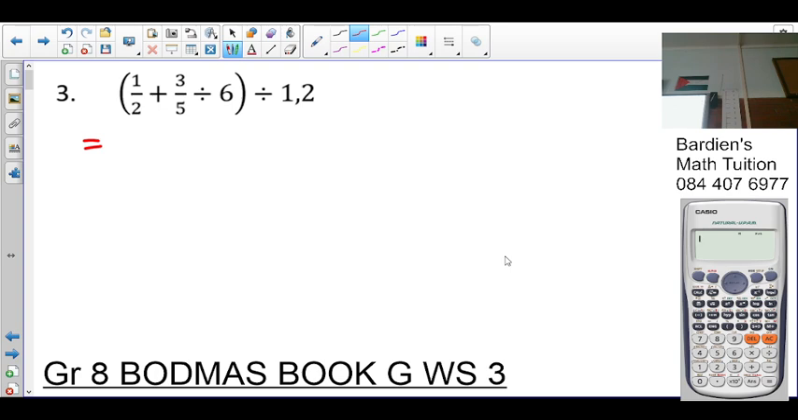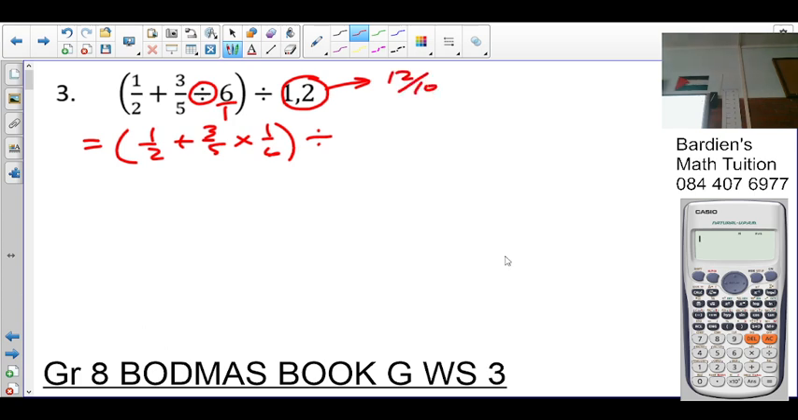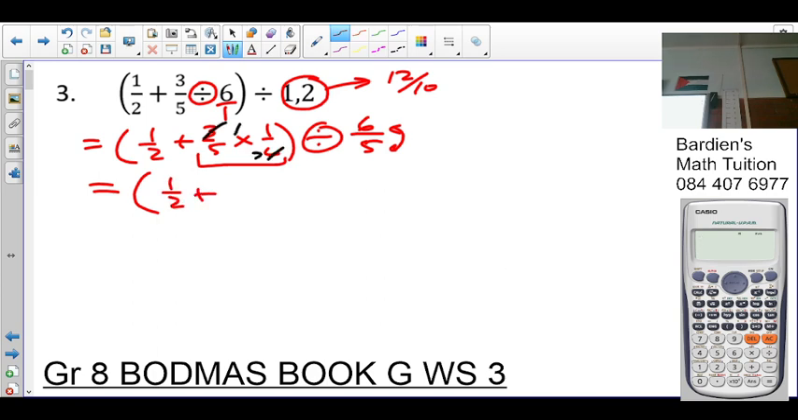So what needs to be done first here? The brackets, but you need to change that to multiplication, and that we need to change to a fraction. So it's 1 over 2 plus 3 over 5 times 1 over 6. The divided by becomes times. That can be written as 12 over 10, which is 6 over 5. Change that to multiplication in the next step, but inside the bracket we're going to do that first. Is there anything that can cancel there? 3 goes into 3 once, 3 goes into 6 twice. It's going to be 1 over 10 multiplied by 5 over 6.